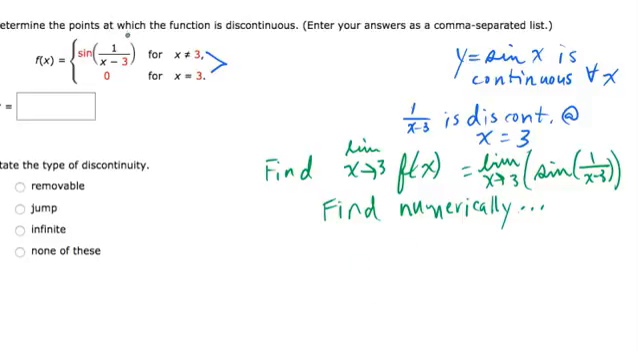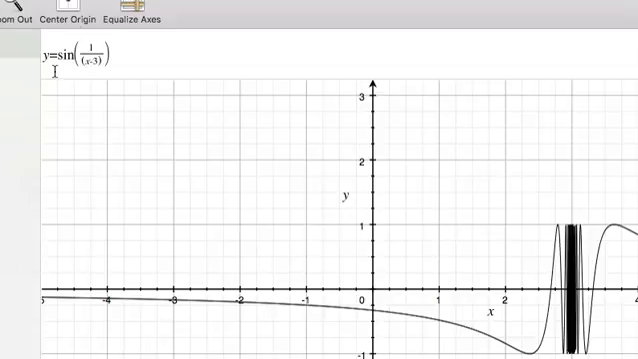Now sine of anything is always between -1 and 1. So sine of 1 over x minus 3 is always between -1 and 1. But as x gets closer and closer to 3, this denominator gets smaller and smaller, so you're taking sine of larger and larger values, which is just putting you at random points out on the sine function between -1 and 1.